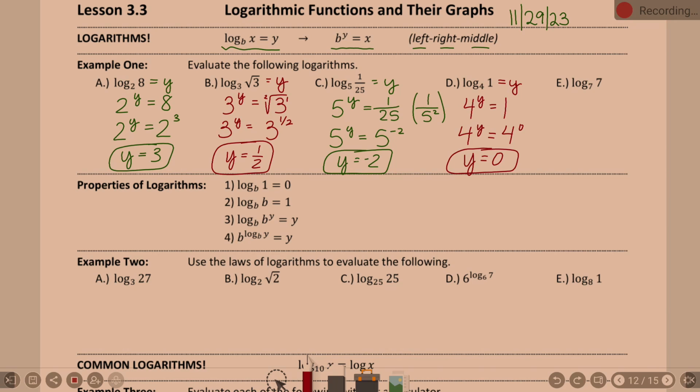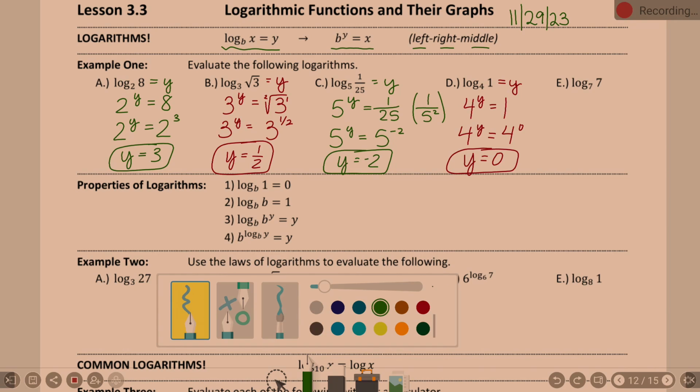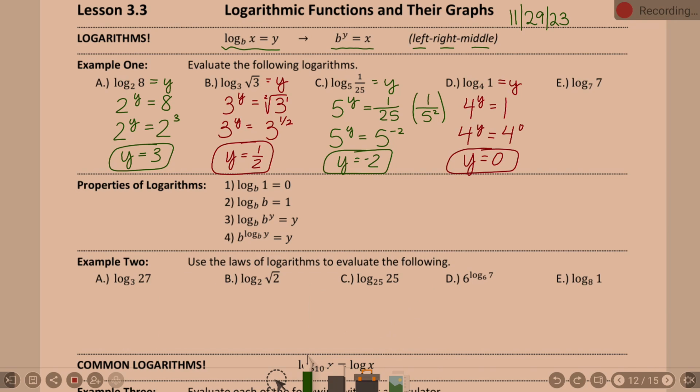Okay, one more, and we're going to learn some properties. Log base 7 of 7 equals y. Once we learn properties, a couple of these you wouldn't have to do any work on. You just look at them and know. Like this one, I know what it is without doing any work. But that's because I know the property.